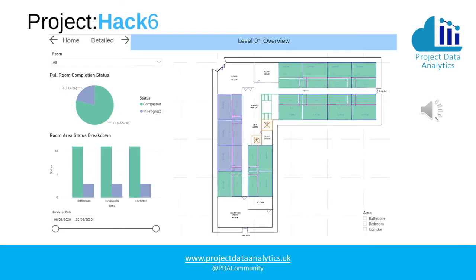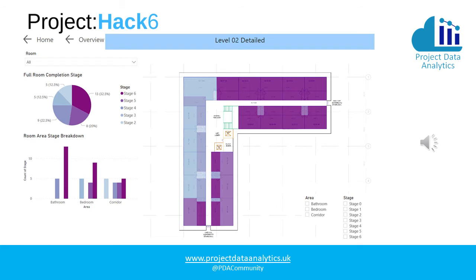This is an example of the Level 1 overview. This is a dynamic dashboard where you can select each area as well as select the different statuses to highlight the rooms that have different statuses. There is also a slicer bar where you can slide the handover date and areas handed over will become highlighted, unhighlighted, which could be useful for planners to see historic progress, for example.